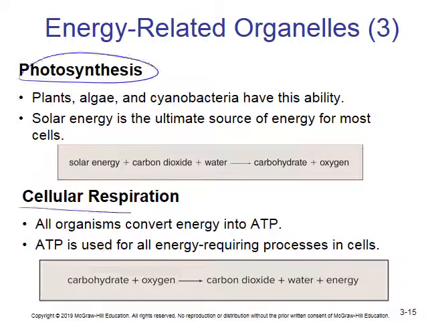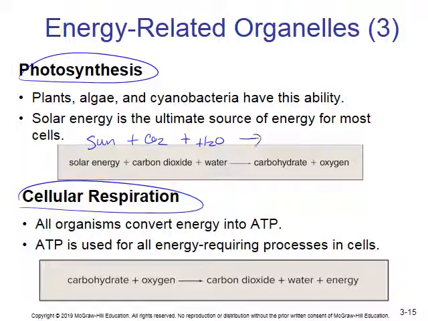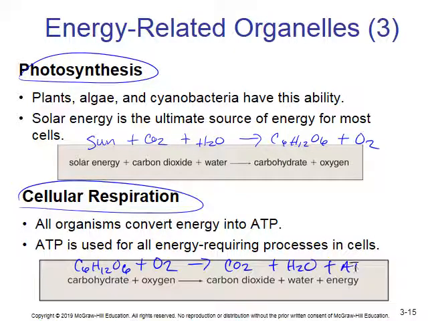Here are the reactions of cellular respiration and photosynthesis written out. So photosynthesis: sun plus carbon dioxide plus water yields carbohydrates plus oxygen. In cellular respiration, we take the carbohydrate plus the oxygen and we turn it into carbon dioxide and water, and we store the energy in the bonds of ATP. So we can do this, or the plants can do this, right? So cellular respiration happens in both plants and animal cells.